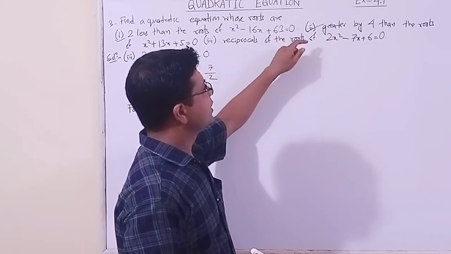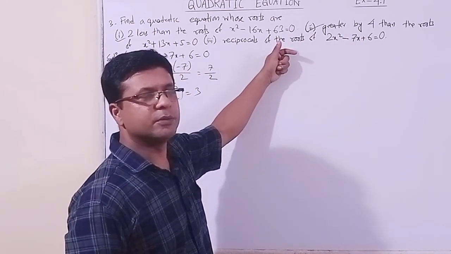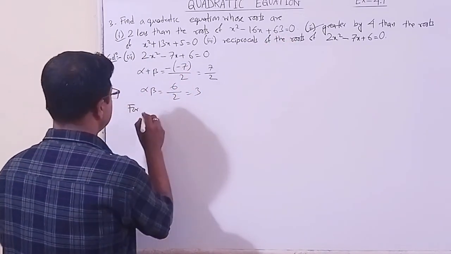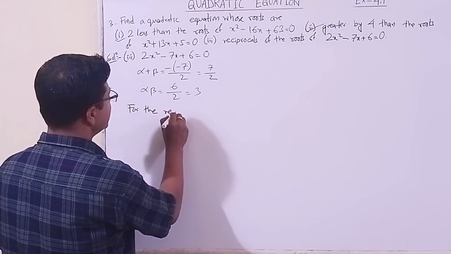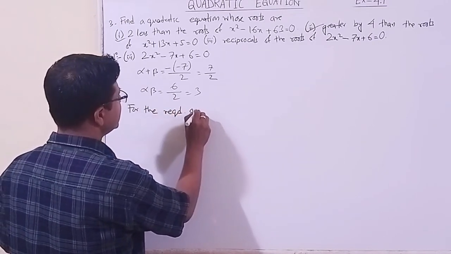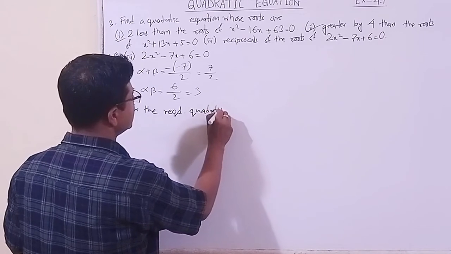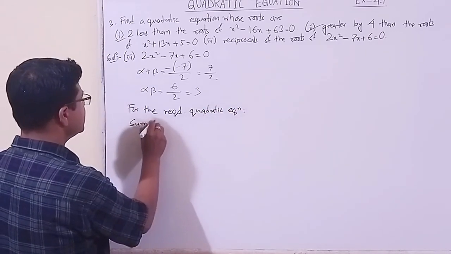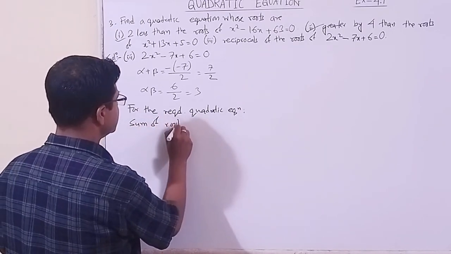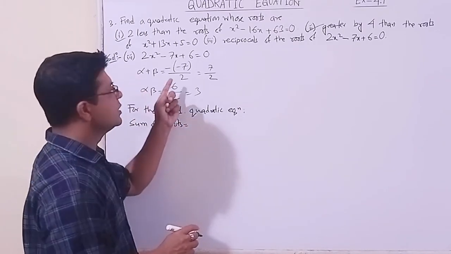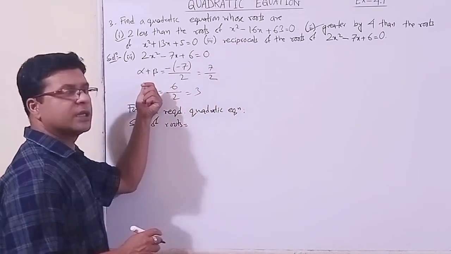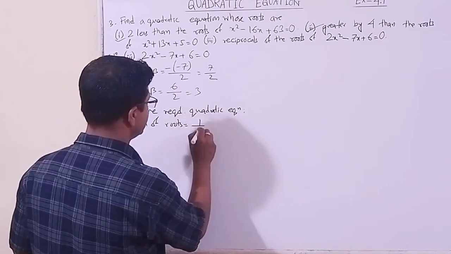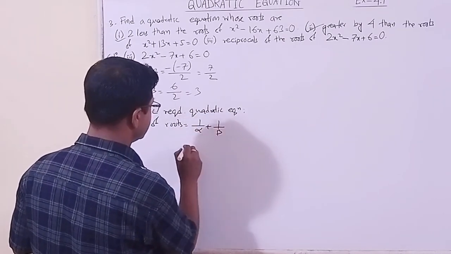So to get the required quadratic equation, what do we have to do? We have to find again the sum of the roots and the product of the roots. So let us find that. For the required quadratic equation, we have the sum of roots. What are the two roots now? The reciprocals. Earlier the roots were alpha and beta. Now the roots will be 1 by alpha and 1 by beta. So the sum will be 1 by alpha plus 1 by beta.